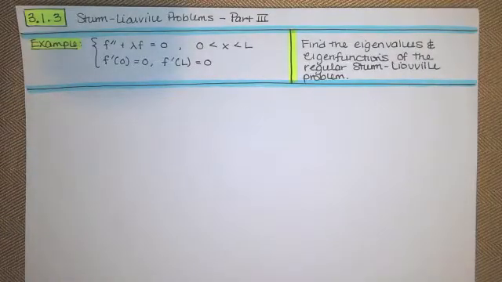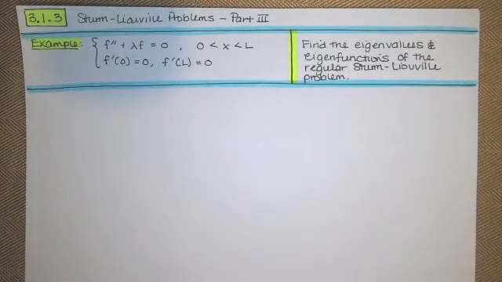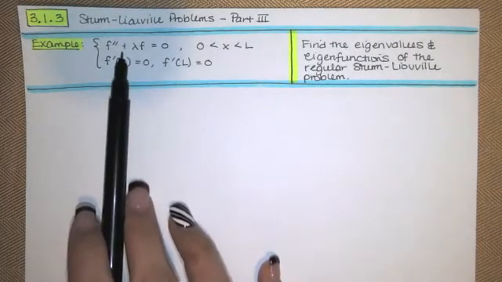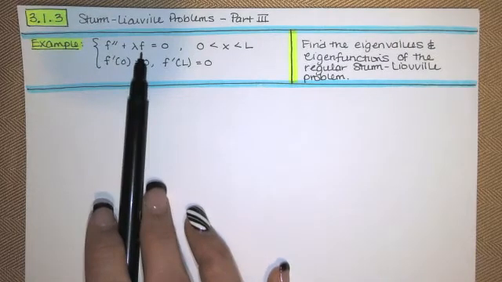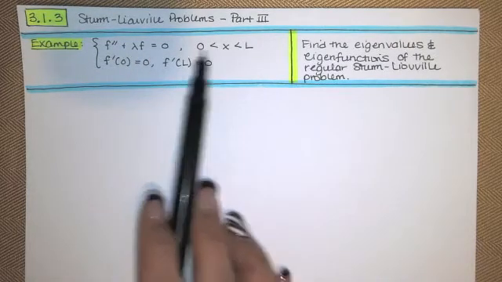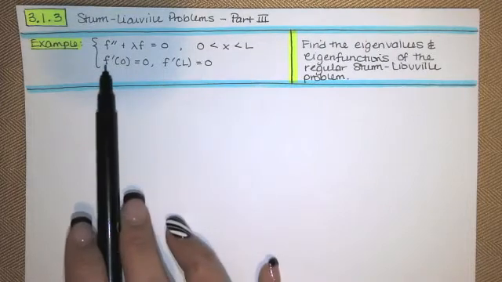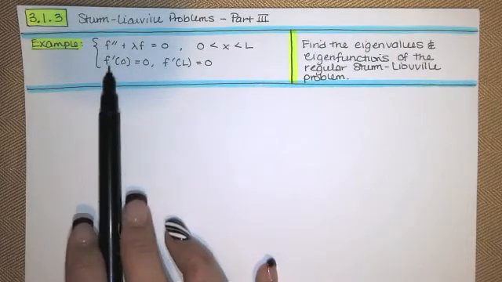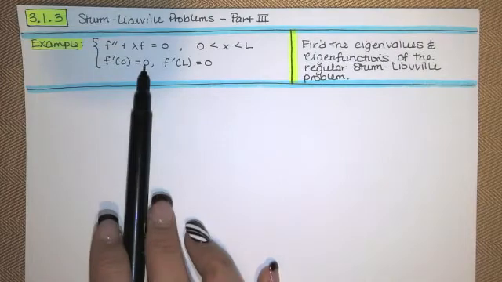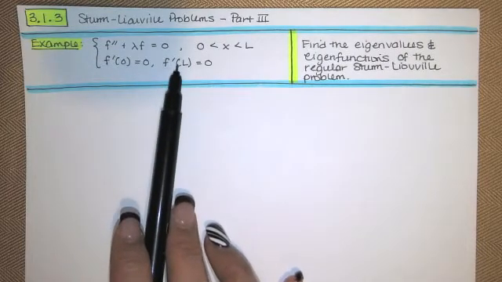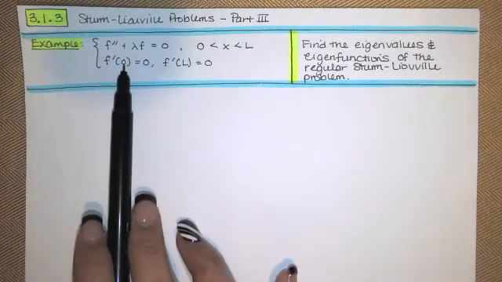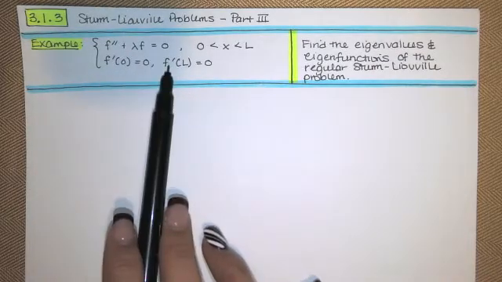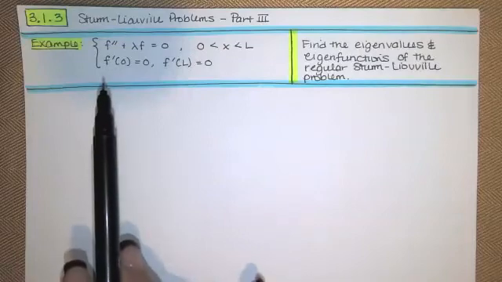In this video, we continue our discussion of Sturm-Liouville problems with a second example. Notice that we have the same differential equation that we discussed in the last example, f double prime plus lambda f equals 0. We're on the interval from 0 to L. And we're told this time that f prime at 0 is equal to 0 and f prime at L is equal to 0. In the last example, we just had the function value at 0 was equal to 0 and the function value at L was equal to 0.